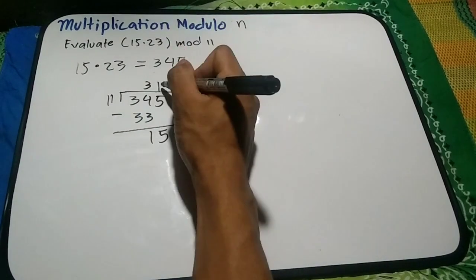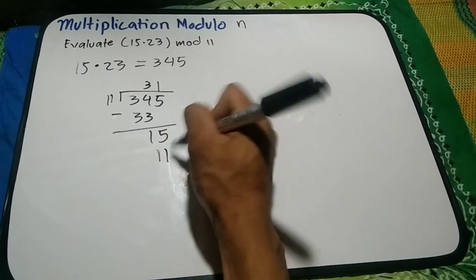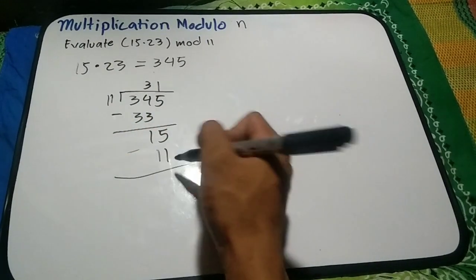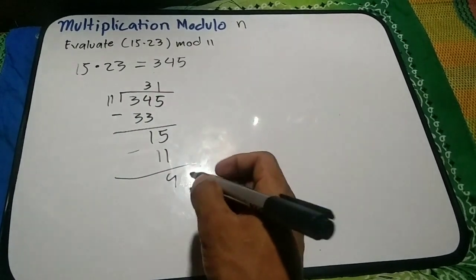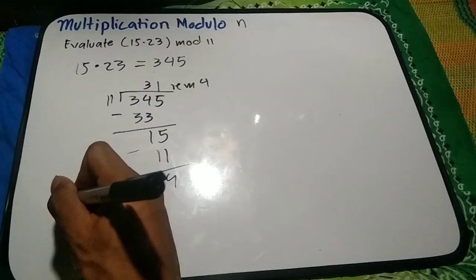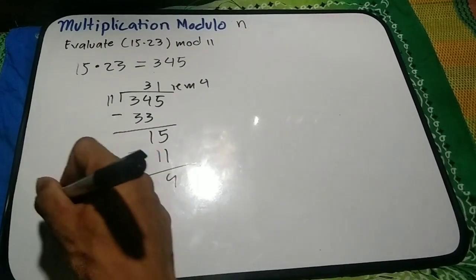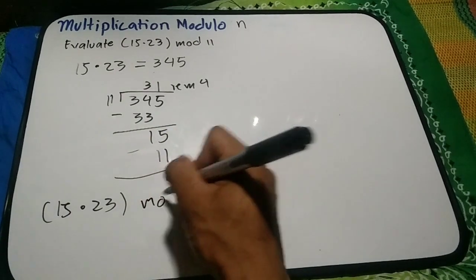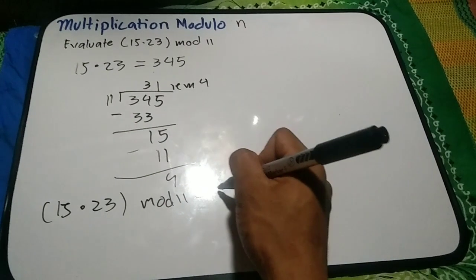15 divided by 11 equals 1. 1 times 11 equals 11. Subtract. 15 minus 11 is 4. So the remainder is 4. 15 times 23 mod 11 is equal to 4.